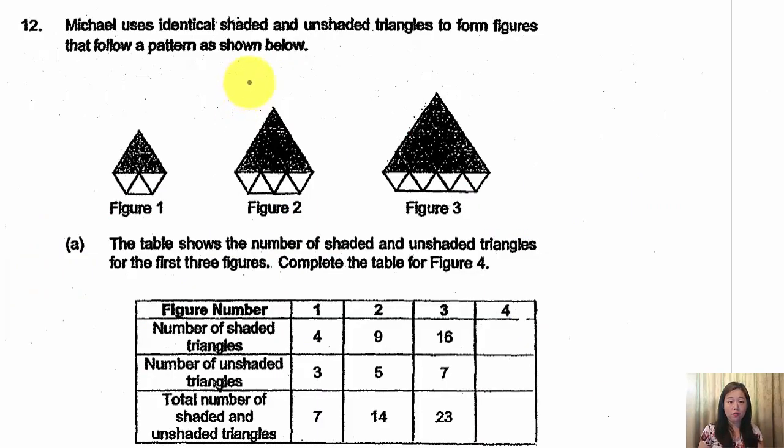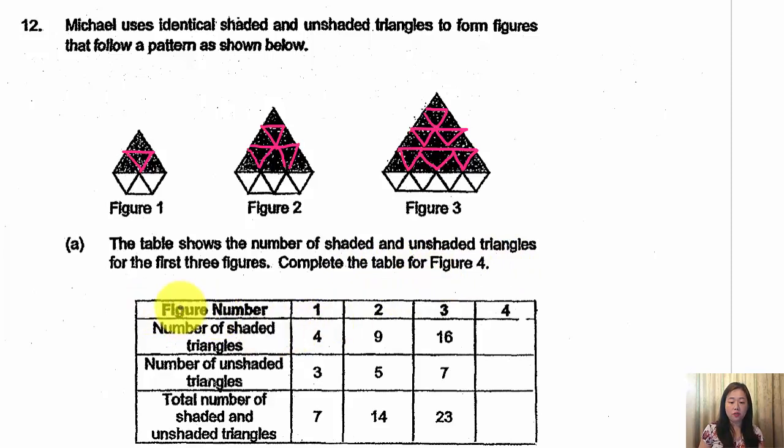Let's try question 12. Question 12 is actually a pattern question. Michael uses identical shaded and unshaded triangles to form figures that form a pattern as shown below. You can see that the printing is not really well done, so we have to add back our triangles. A, the table shows the number of shaded and unshaded triangles for the first three figures. Complete the table for figure 4.